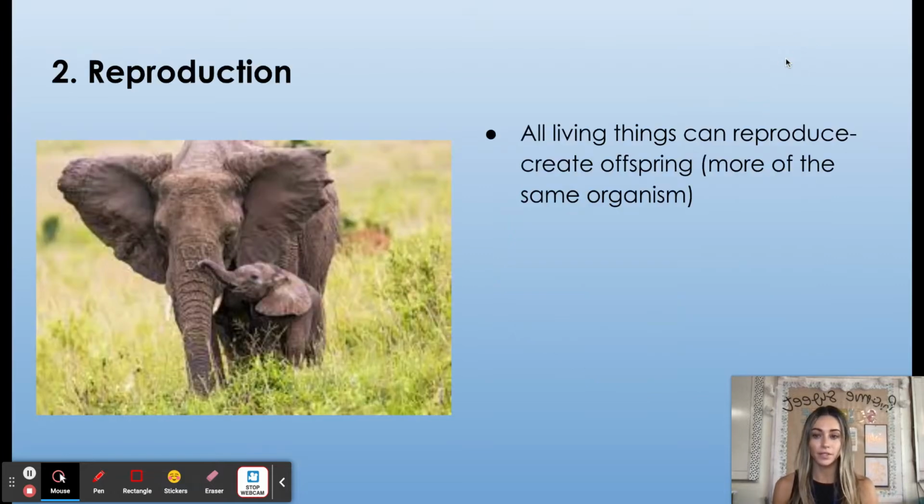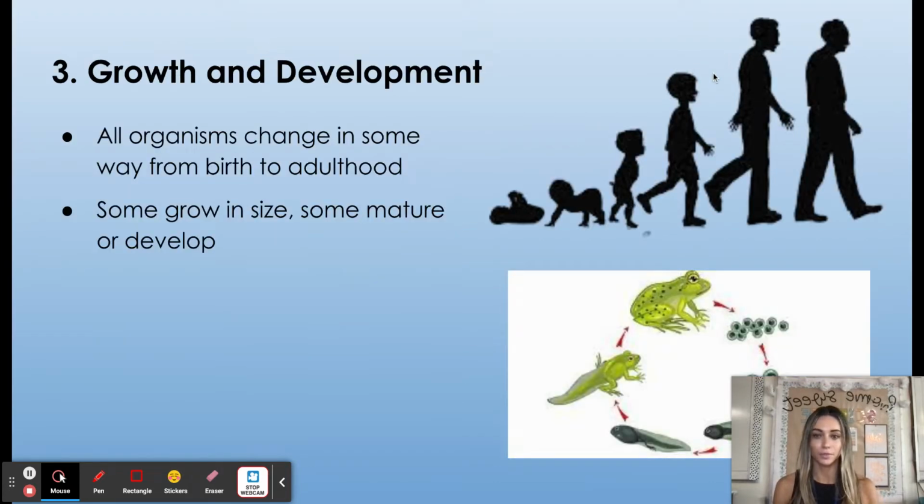The next characteristic of life is reproduction. All living things are able to reproduce or create offspring. This just means more of the same organism. In the picture here, we can see a mommy elephant with her baby elephant, giving us an example of reproduction in a living thing. If something is alive, it can reproduce.